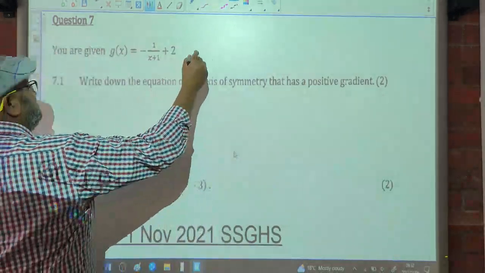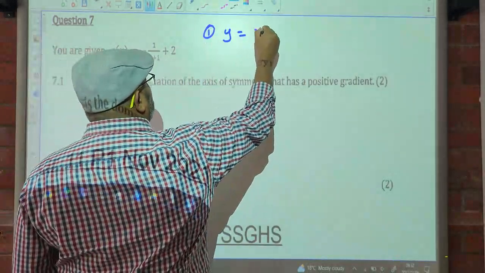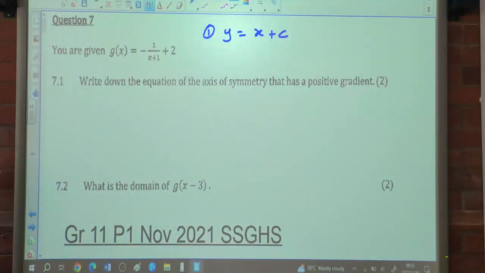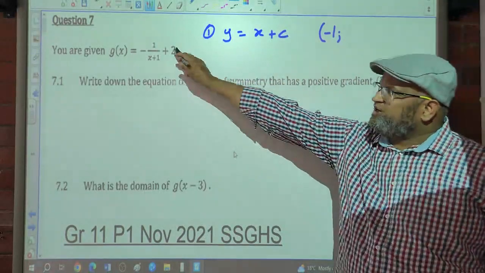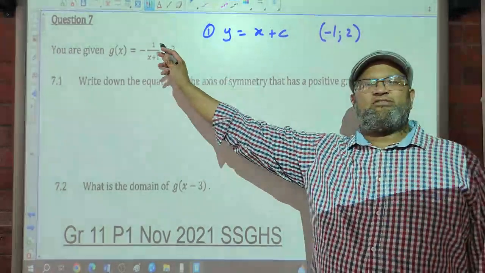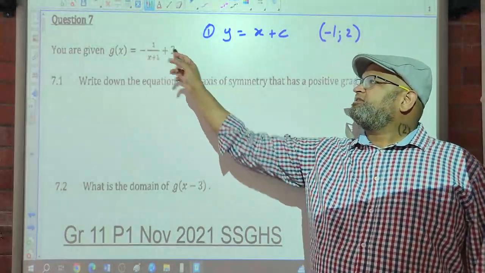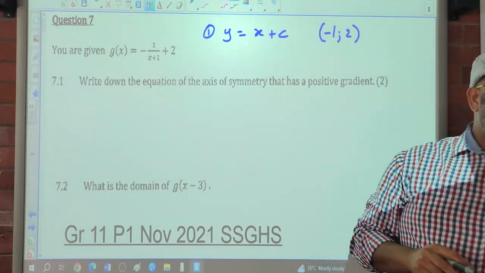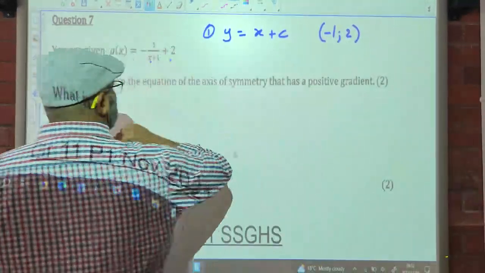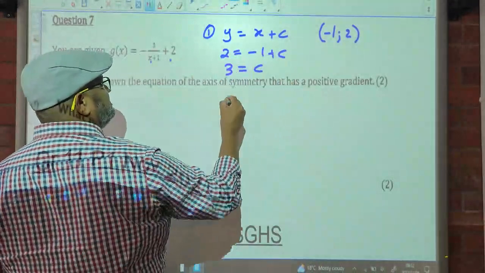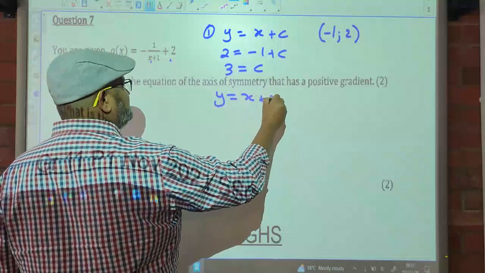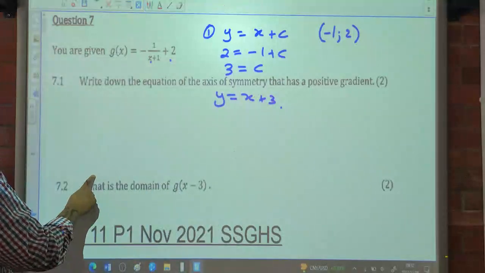So firstly, this will be in the form of y equals x plus c. But it's going through the point where the two asymptotes intersect. And that point, of course, is negative 1 and 2. Remember, the x will always have the additive inverse effect, whilst the other will be exactly like it is. That's your vertical asymptote and your horizontal asymptote. So we have 2 is equal to negative 1 plus c, so c is equal to 3. So y is equal to x plus 3. That's what they were looking for there.